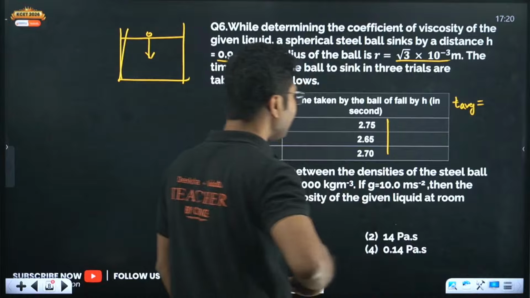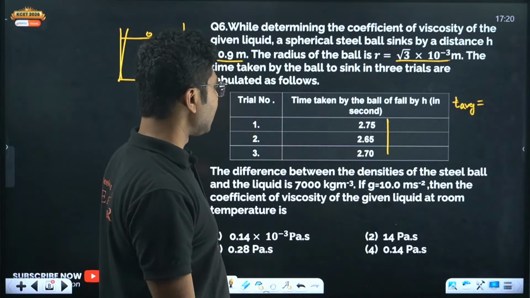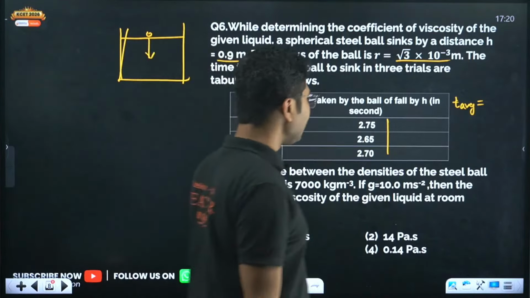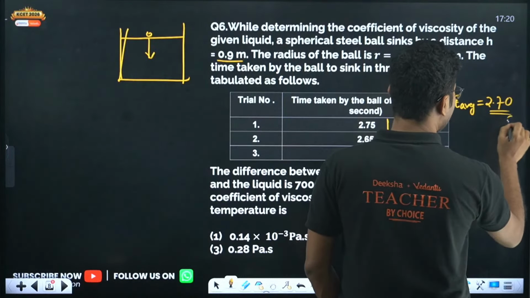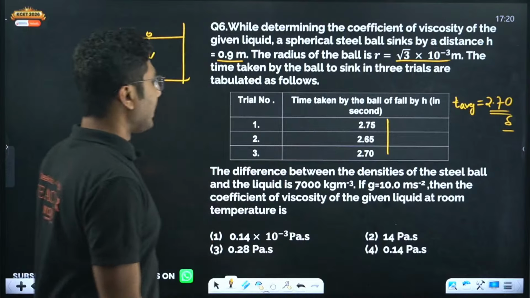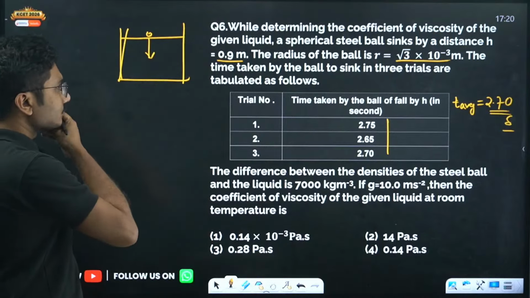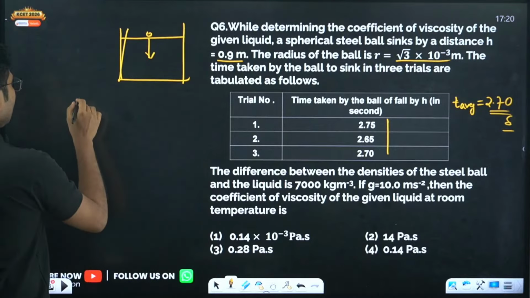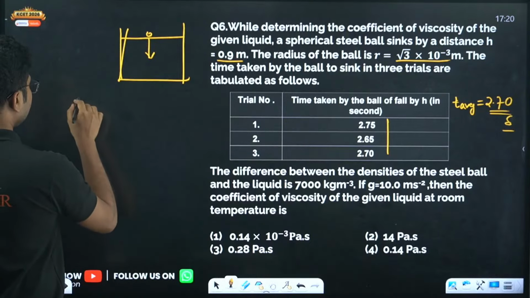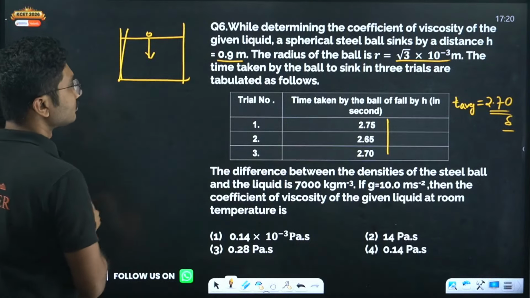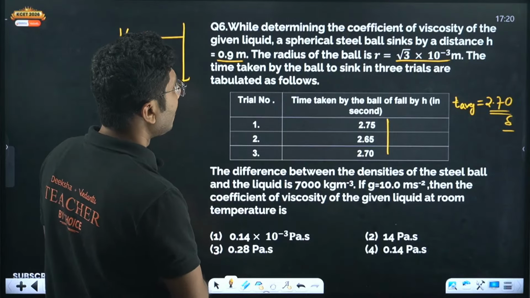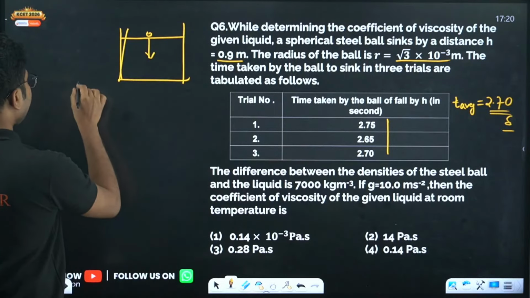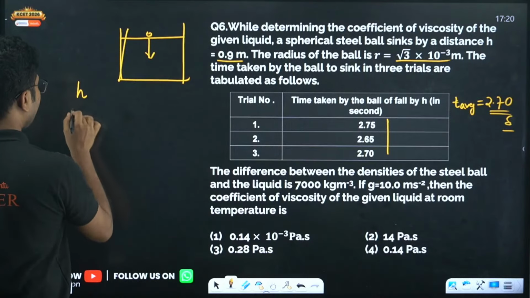Average time is given here: 75 plus 65 plus 70, which will be 2.70. So this is the average time of fall. Okay, now the radius is given, so we know that the height of the ball is given.